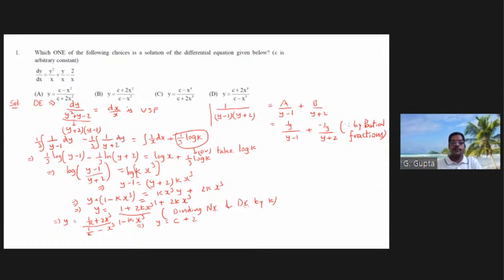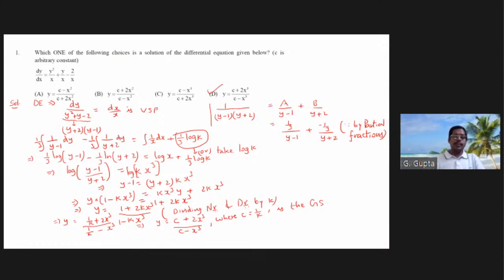C plus 2x cube divided by c minus, where c is equal to 1 by k, is the required GS. GS means general solution. So any option? So accordingly, option D is the answer. Very, very important, tough problem.